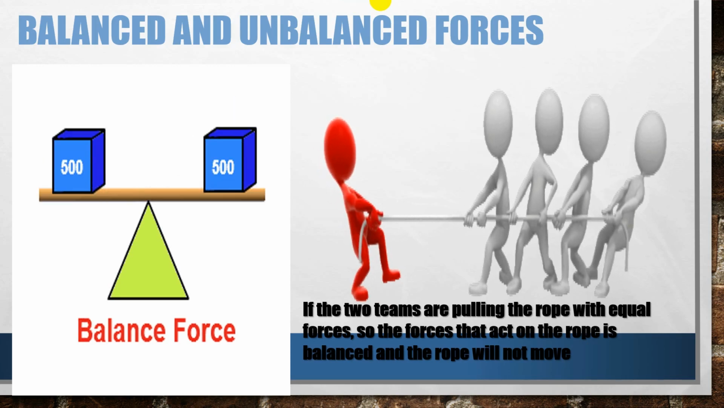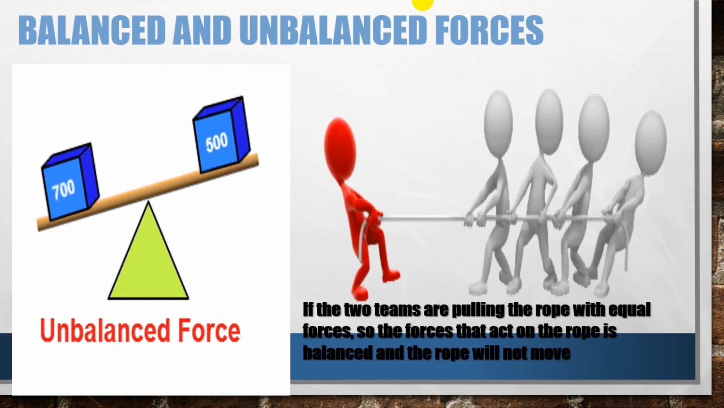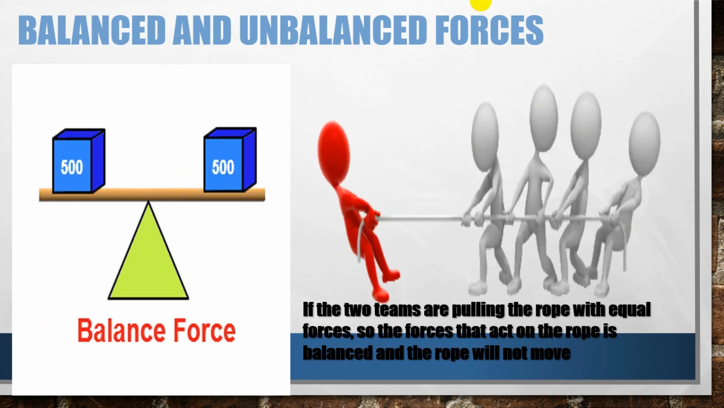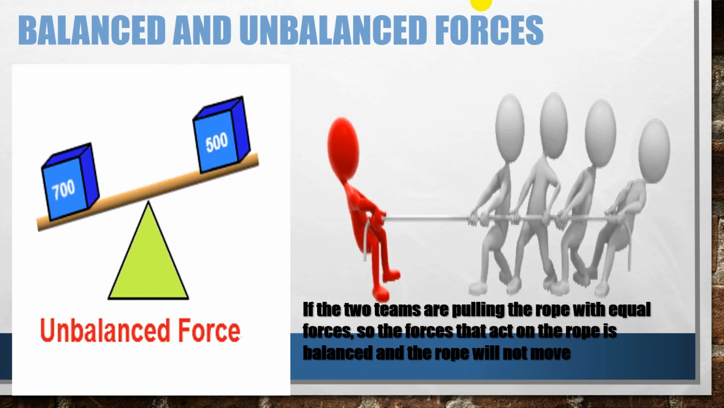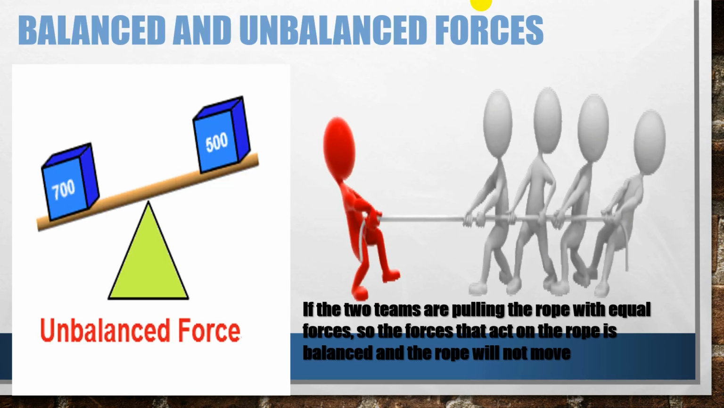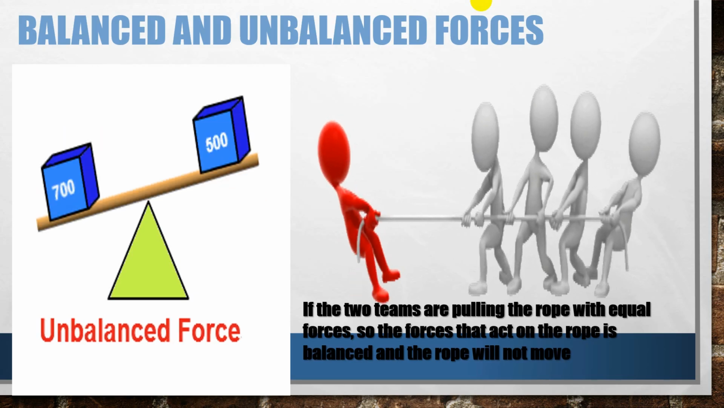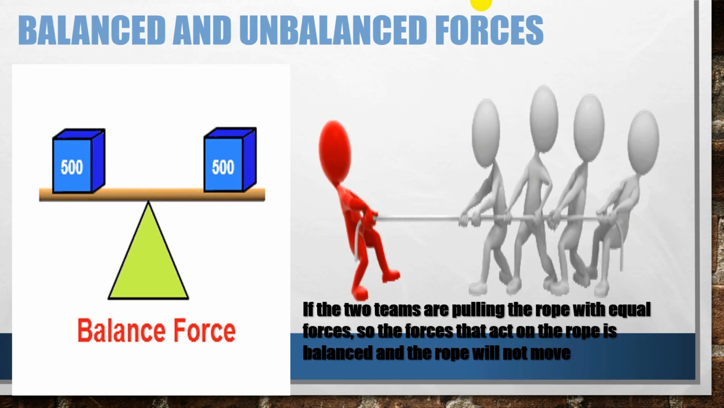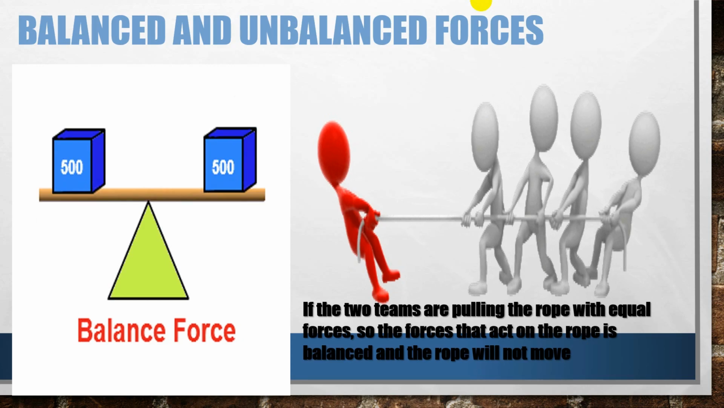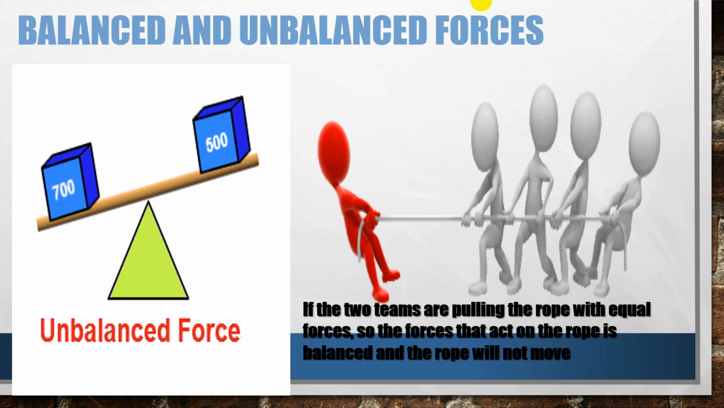In this image, we have only one person on one side and the other side has 4 persons. So do you think this is balanced? Of course not. This is not balanced. In the other picture we have here, we have 2 boxes, each one of them 500 grams. So when both of them are equal, 500 and 500, this is called a balanced force. But when I make one of them reach 700, this is called an unbalanced force.